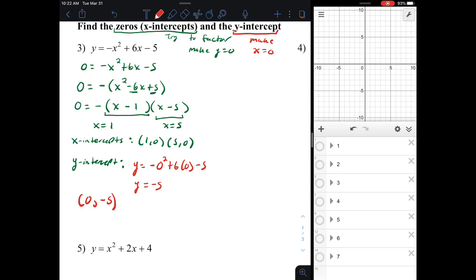And we'll look at this graph over here on the right-hand side graphically. I want to know, where does it cross the coordinate axes? So the x-intercepts, (1, 0) and (5, 0), we got both of those. And the y-intercept, (0, negative 5). So we found them by hand and confirmed with Desmos.